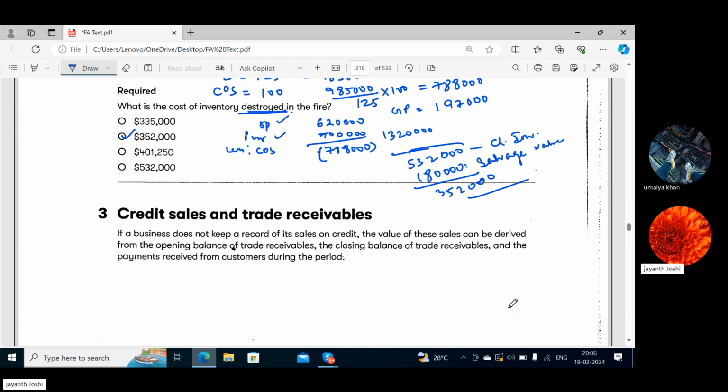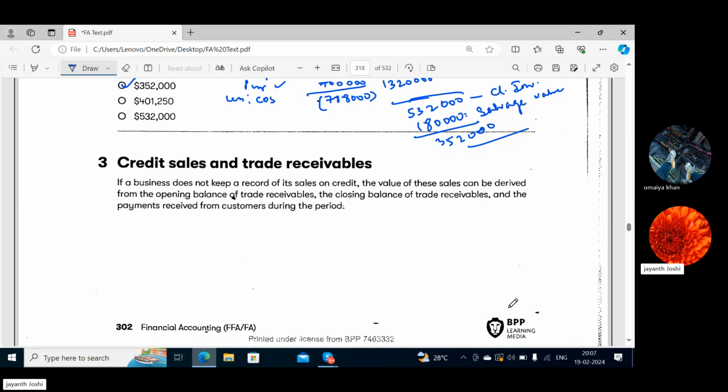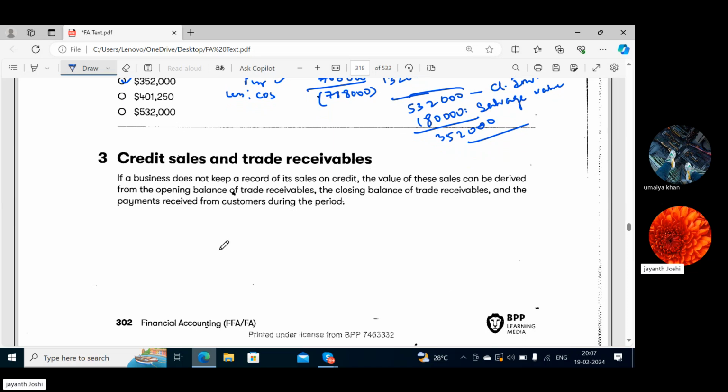Credit sales and receivables. There are two ways in which we can sell our product in our business. One is through cash, where at the time of sale we get cash immediately, which is termed cash sales. And on credit, whenever there is a credit sale we have to record it in receivables. So credit sales and receivables are related.